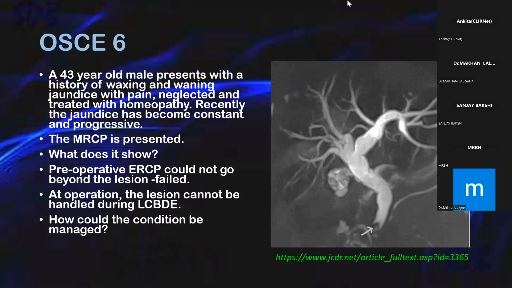So now that we've answered the first two: preoperative ERCP could not go beyond the lesion and failed. At the operation, the lesion could not be handled by laparoscopic bile duct exploration. So how are you going to manage this condition? The patient is on the table, the laparoscopy has failed. Sir, if the laparoscopic CBD exploration could not be done, I would like to proceed with an open CBD exploration. That means conversion. Yes, sir. So what will you do if you convert?